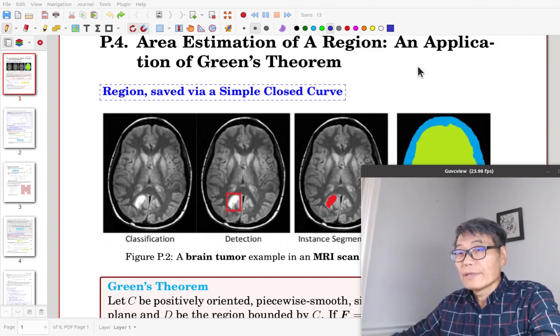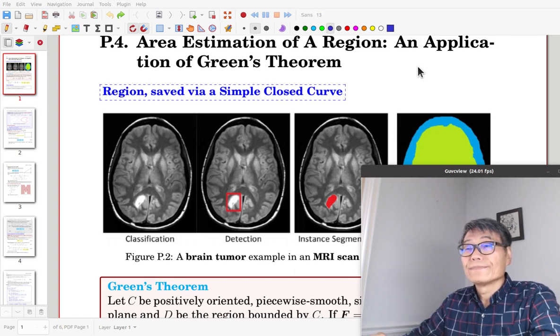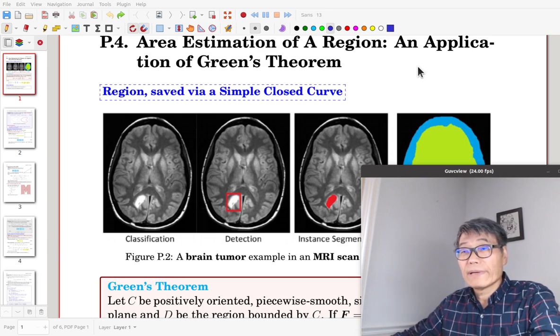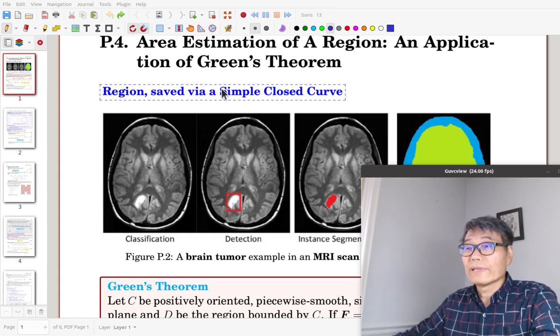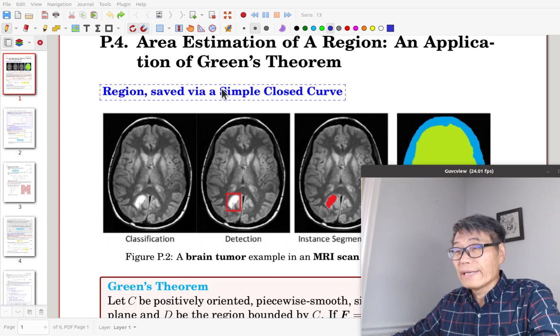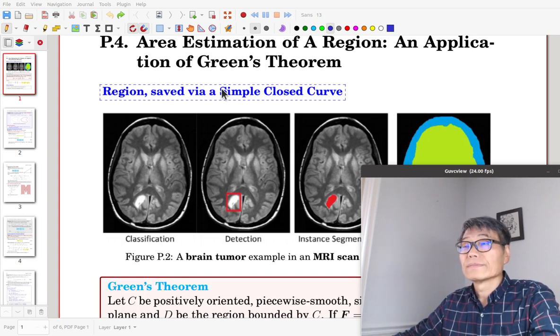It is a project: area estimation of a region. Every bounded region in the two-dimensional space can be represented via a simple closed curve. In that case, we can compute the area of the region effectively using a line integral along the curve. That would be an application of Green's theorem.